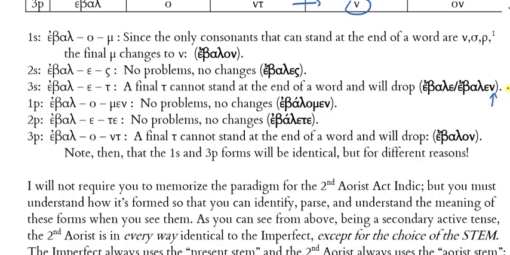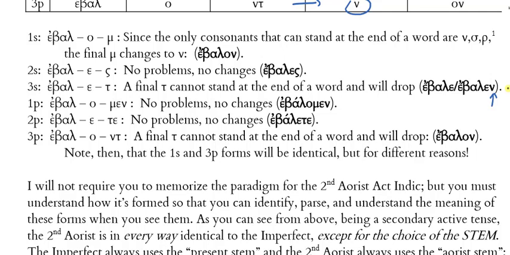Yes? Will we ever see the movable nu show up? Will you ever see it show up? Oh, yeah. You'll see it. Yeah, you see it all the time, actually. It's less likely to not see it.